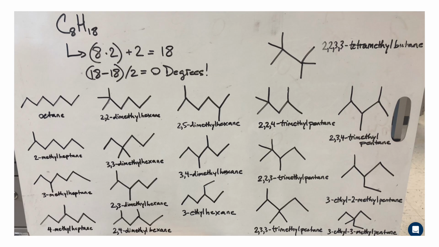So let's take a look at how this might look in putting it to practice in drawing different possible structures. Here we've got C8H18, 8 carbon atoms here, right? 8 times 2 is 16, plus the 2 from the terminal, 18. We've got actually 18 hydrogen atoms in the formula. So 18 minus 18, of course, is 0. This has 0 degrees of unsaturation.